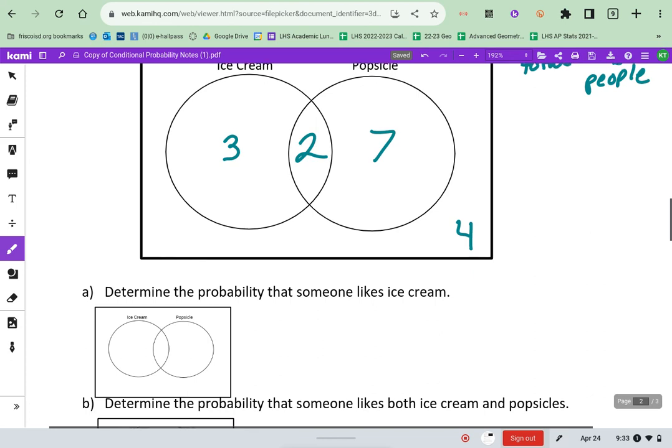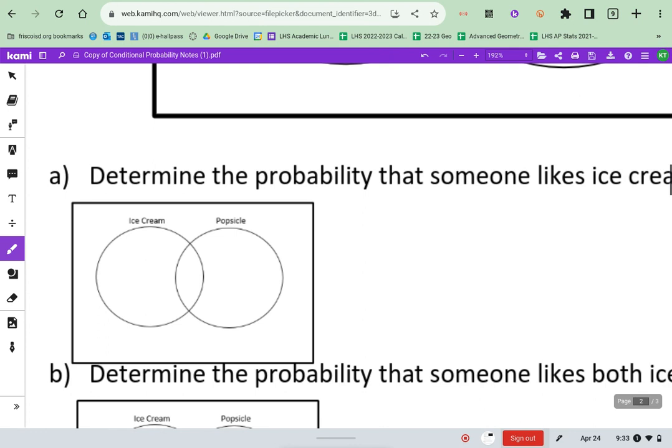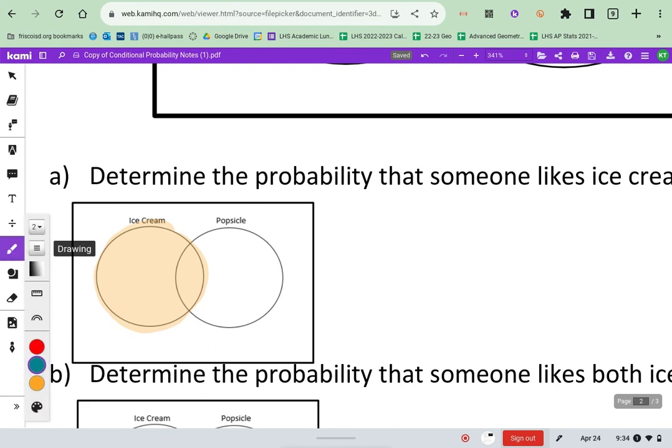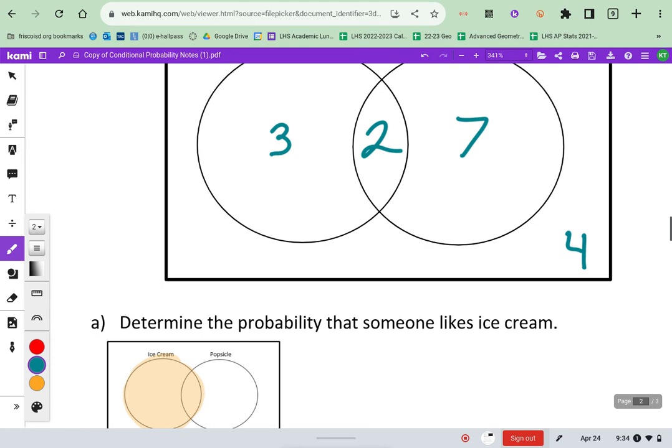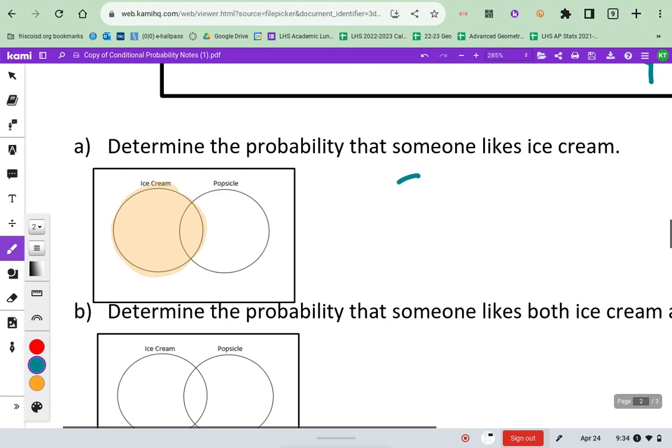All right, so part A says determine the probability someone likes ice cream. So for all these little Venn diagrams down here, I'm going to shade in first where that probability is located, and then I'll write it down. So the probability someone likes ice cream is the entire ice cream circle. So that means if they like both ice cream and popsicles, they still fit in liking ice cream. So how many total people were in the ice cream circle? 5 total people. So 5 out of 16 is the probability someone likes ice cream.